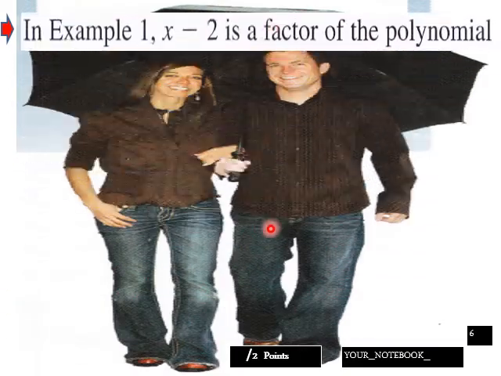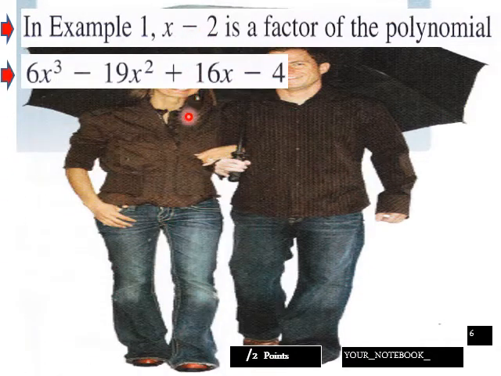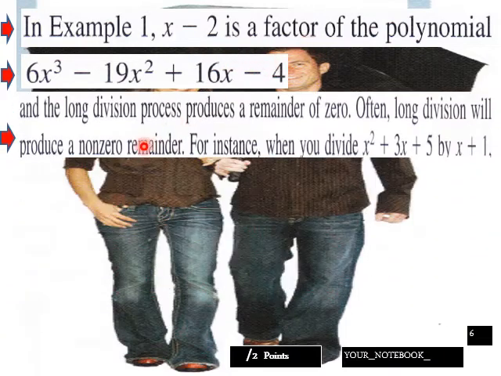Okay, so in example 1, x minus 2 is a factor of the polynomial. Remember this third degree polynomial here. X minus 2 is a factor. So it's 6x cubed minus 19x squared plus 16x minus 4. So now in example 1, x minus 2 is a factor of this thing here. And the long division process produces a remainder of 0.